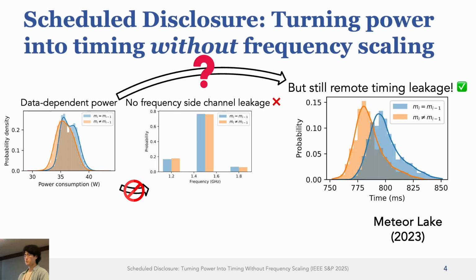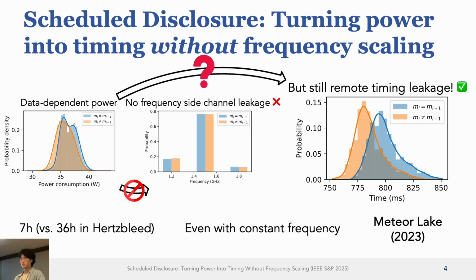In this work, we demonstrate that not only is turning power into timing still feasible on modern x86 processors, but also that it is actually more effective and works in the absence of frequency side channel leakage. As you'll see, this enables leaking cryptographic keys from constant time code up to 5 times faster than Heartspeed has shown on older x86 processors, and our attack is effective even when the frequency of the active cores is constant.